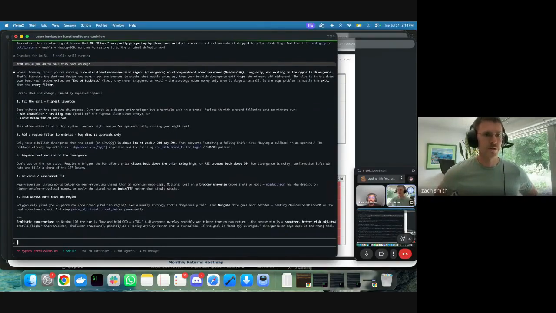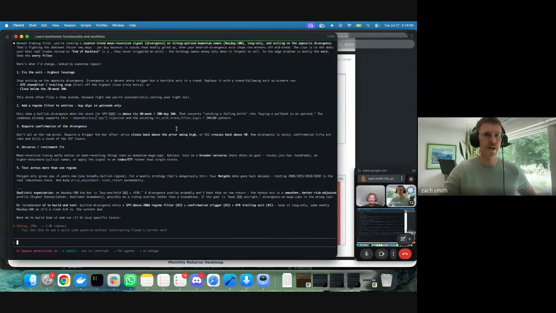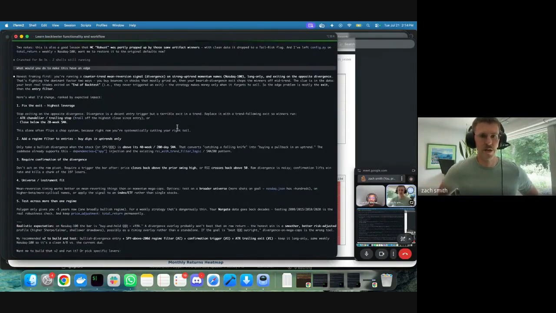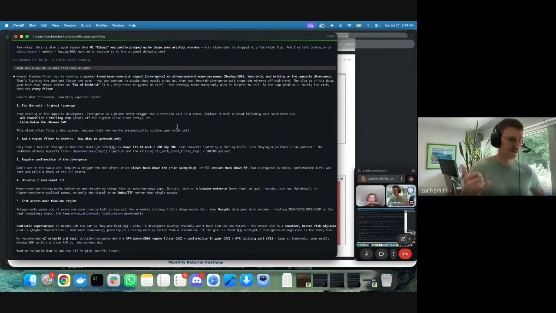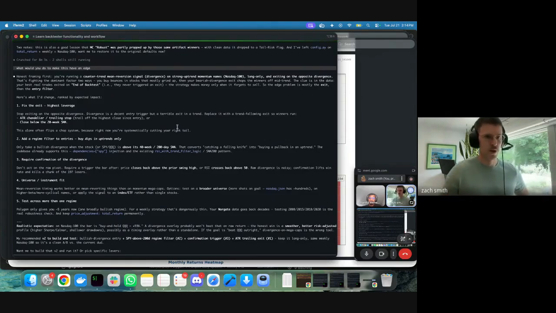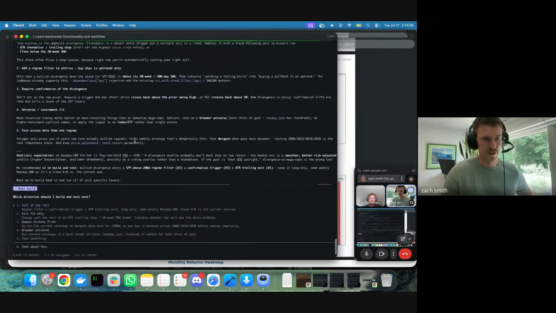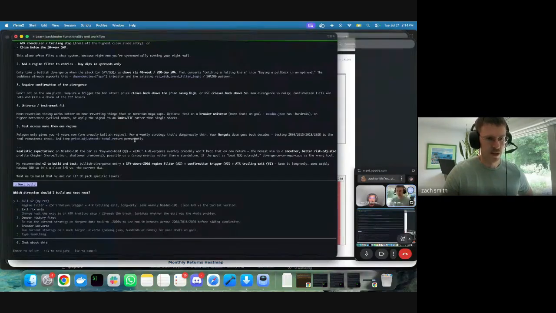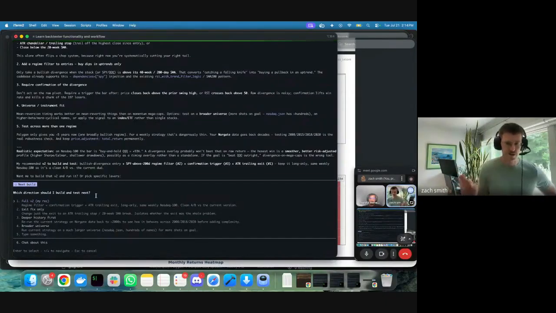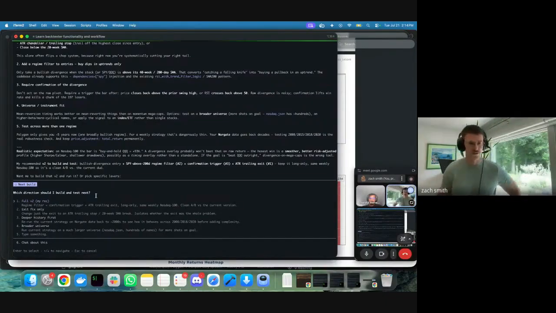But anyway, honest framing: you're running a counter-trend mean reversion signal on strong uptrend momentum names. Okay. So here's what he would change. Fix the exit, highest leverage. Stop exiting on the opposite divergence. Add a regime filter. That's always a good idea. Require confirmation. Okay. He's giving me a bunch of stuff. And just for sake of time, Claude is so excited. He wants to just go ahead and do this for me.